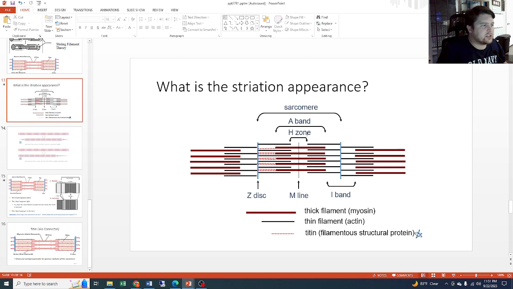That means right here, this H zone, which is the area which just has thick filament, no thin filament involved, is going to get smaller and smaller and smaller and potentially disappear if it's maximum contraction. The A band right here is where all of the thick filament is, and that's never going to change size.